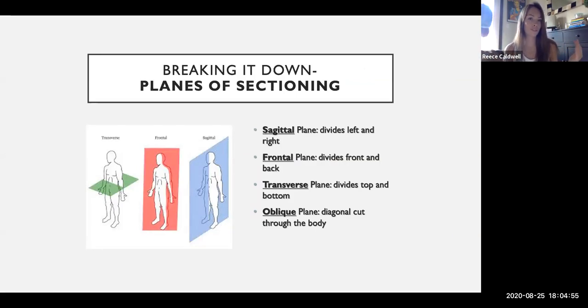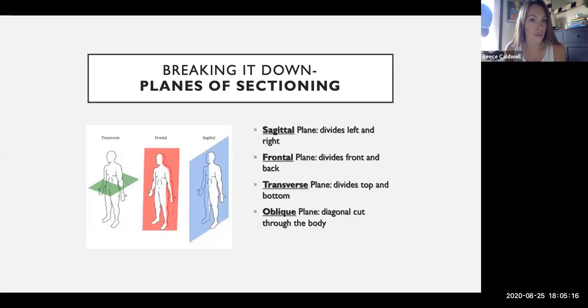These also don't refer just to the body. They could refer to a finger, dividing the finger, in anatomical position. So dividing the finger into left and right, dividing the mouth left and right. But just in general, we can think of dividing the body. So sagittal is dividing left and right.